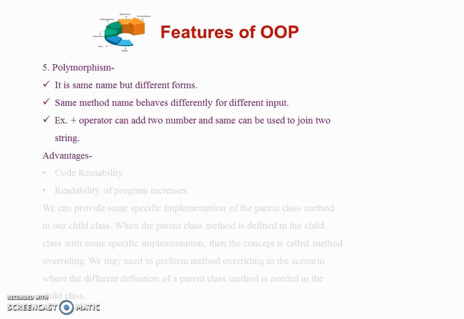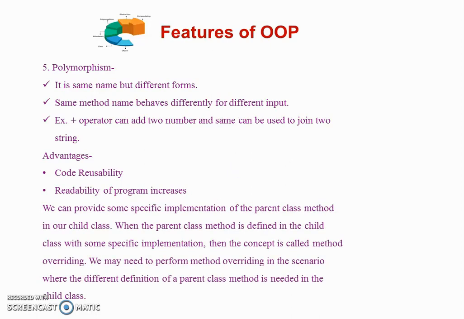What is the advantage of polymorphism? It provides us code reusability, and the readability of the program increases. We can provide some specific implementation of a parent class method in our child class. When the parent class method is defined in the child class with some specific implementation, the concept is called method overriding. We may need to perform method overriding in scenarios where a different definition of a parent class method is needed in the child class.